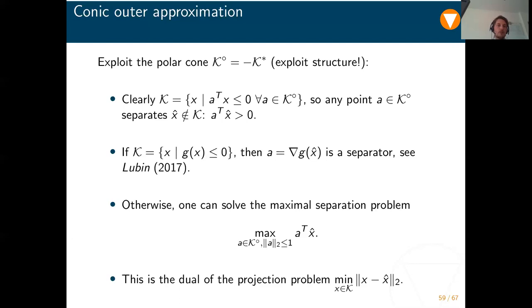Behind this is that you have a somehow more explicit way of describing the set that approximates your actual feasible set. For example, if you have a cone which can be described by functional form, then this gradient cut, which is the thing you would do in mixed integer nonlinear programming, can be seen to be just one choice of such a separator from the polar cone. But there might be many other choices. So one thing you might want to do is solve this maximum violation problem, which you can do in generality.